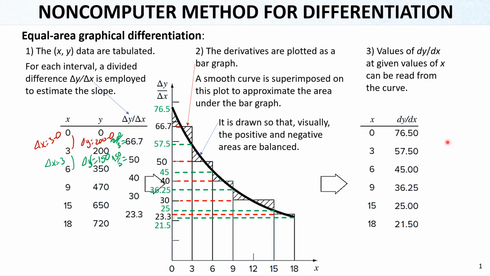So you can simply find the derivative of any function at any value, as you can see here. And this is that simple actually. Just take delta y divided by delta x at each interval, plot them as bar graphs, then plot a smooth curve that passes through the midpoints, then take the values for any x value that you want to find the derivative as the y value over here. So this is a three-step process, and it's called equal area graphical differentiation as the non-computer method for differentiation.